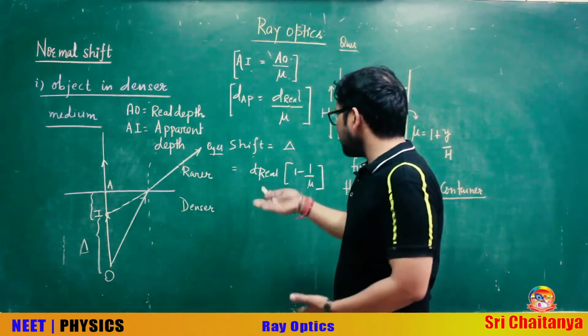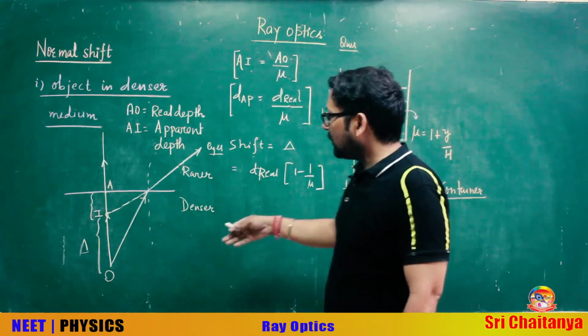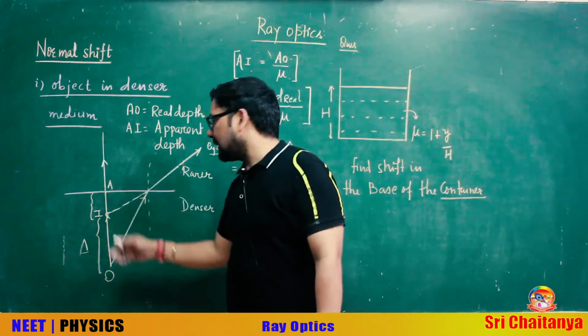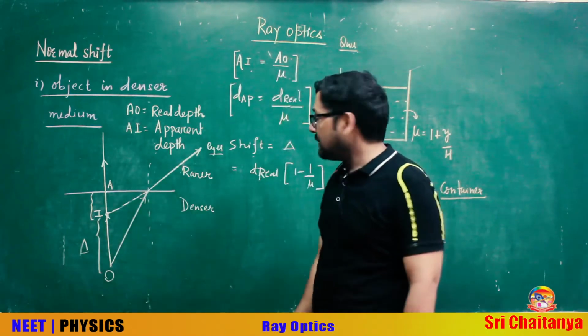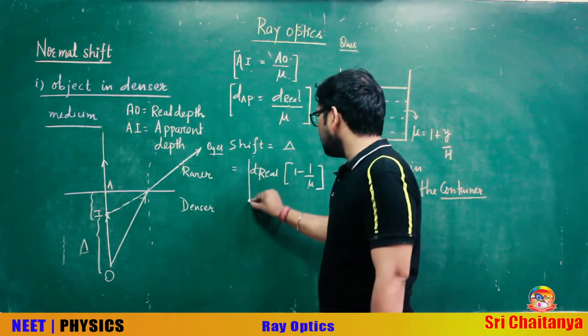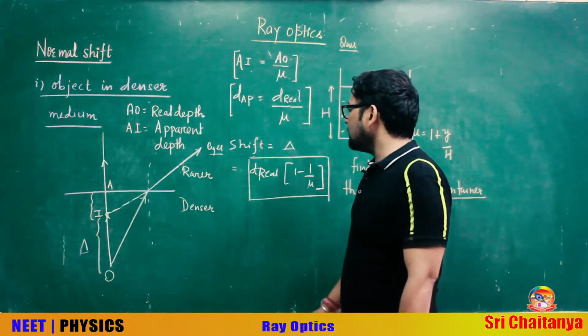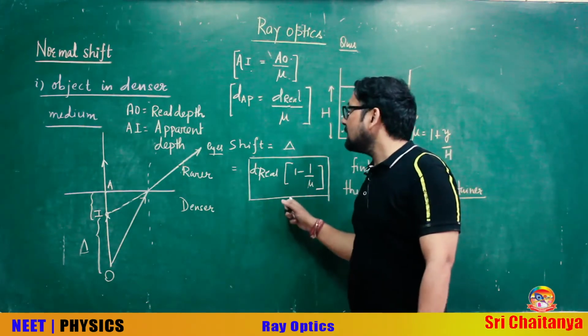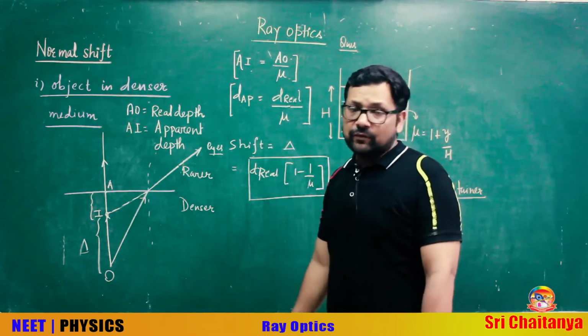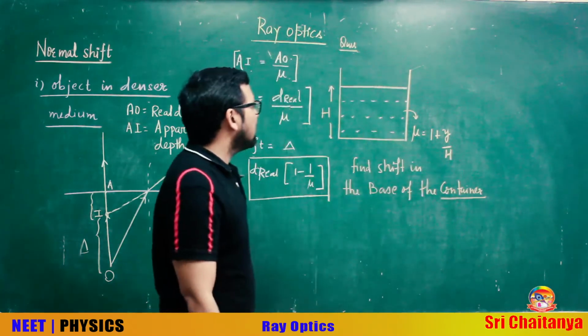So what is the shifting? Shifting is obviously the total minus AI, the real minus the apparent, and that shift is d real into 1 minus 1 by mu, where d real means the real depth, and this is the apparent depth. So we will see one question on this basis.